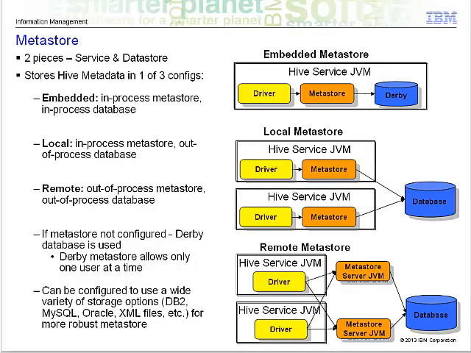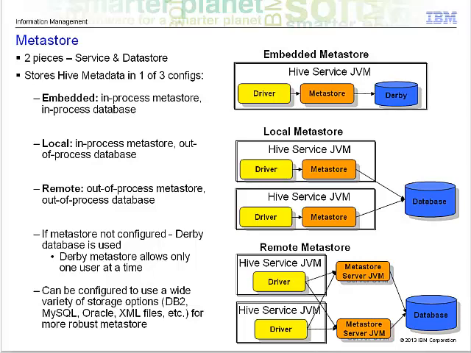The Metastore stores the Hive metadata. It consists of two pieces, the service and the data store. There are three configurations you can choose for your Metastore. The first is embedded, which runs the Metastore code in the same process with your Hive program, and the database that backs the Metastore is in the same process as well. The embedded Metastore is likely to be used only in a test environment.